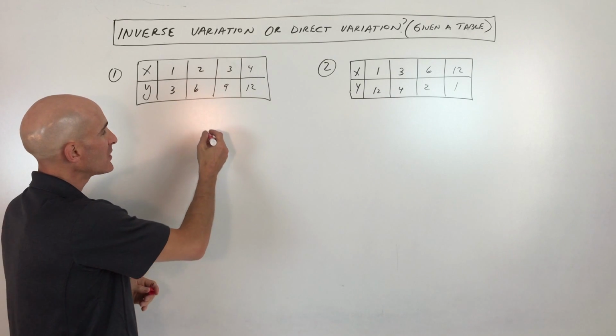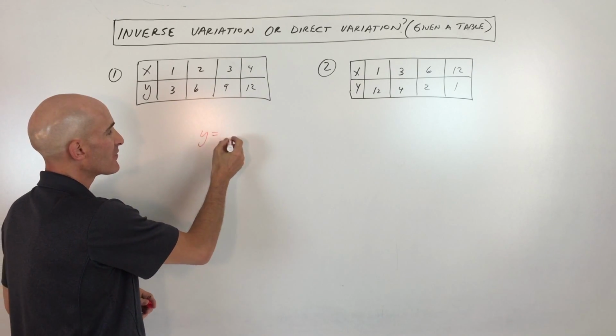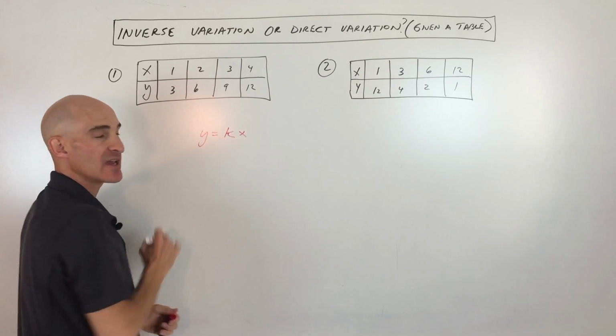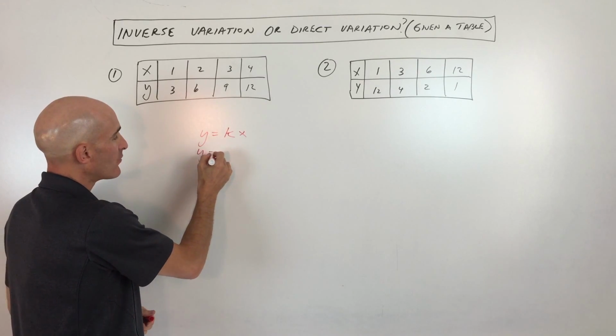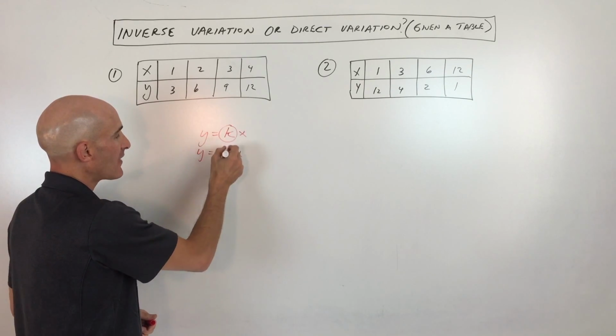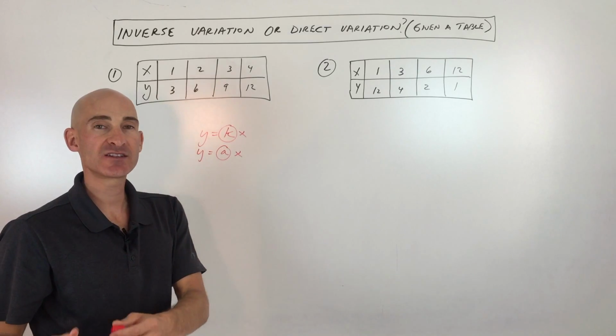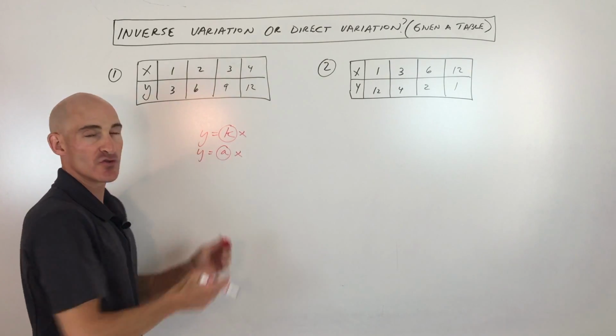I mentioned is when you look at direct variation, these are equations in this form, y equals k times x. Sometimes they'll write them y equals a times x, but this k value or a value is what they call the constant of variation. It's what relates the two variables.